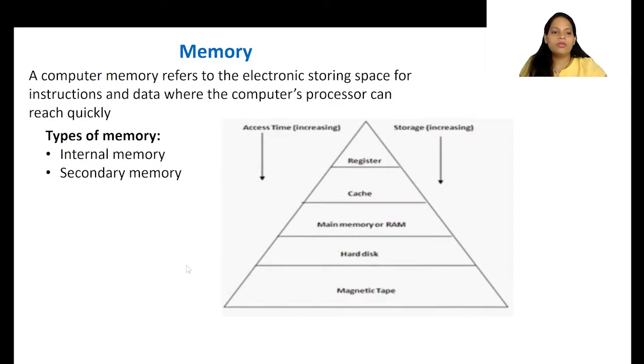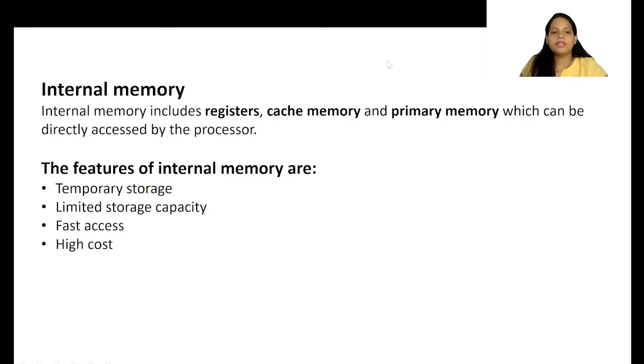So this is all about memory. Let's move on to the internal memory. Internal memory includes registers, cache memory, and primary memory, which can be directly accessed by the CPU. Secondary memories are the rest of them. What are the features of internal memory? They are temporary storage. This is an important point. We don't store information permanently here. If we want to store something permanently, we always store it in the secondary memory. It also has limited storage capacity.